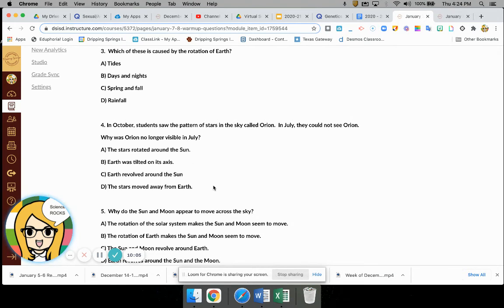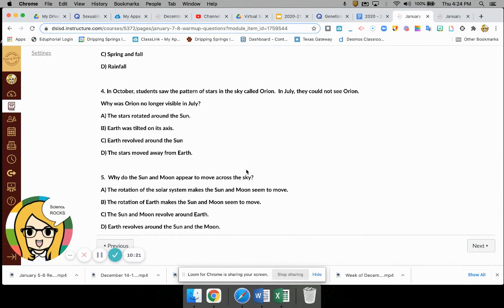That causes day and night. Yes, stars are moving away from the Earth because the universe is expanding, but that's not why you don't see Orion any longer. You see Orion no longer because Earth is in a different place relative to the sun. So it's that Earth revolved around the sun.